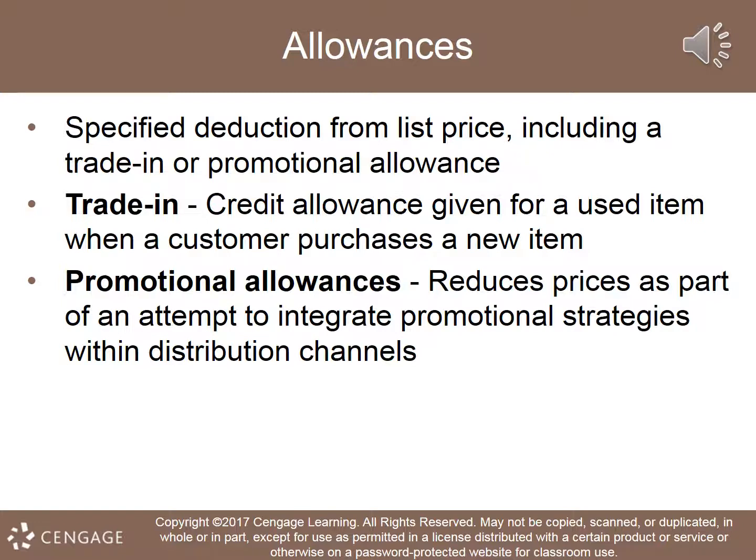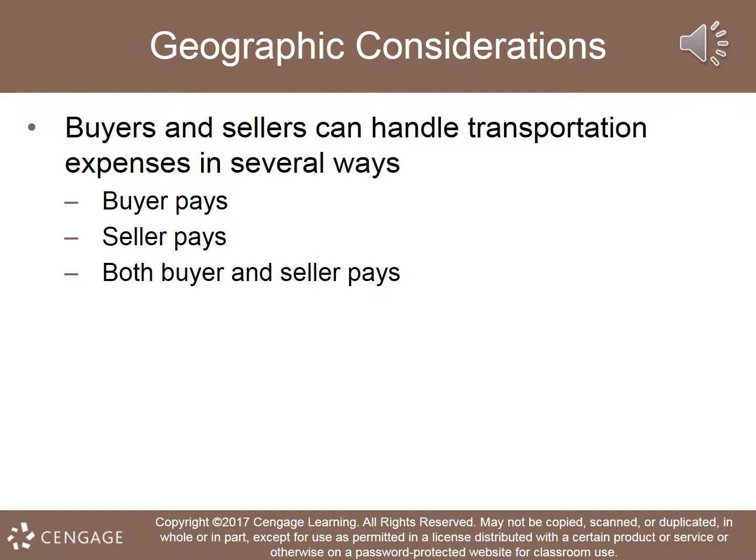Promotional allowances reduce prices as part of attempts to integrate promotional strategies within distribution channels. Manufacturers often return part of the prices that buyers pay in the form of advertising and sales support allowances for channel members. There are three ways that buyers and sellers handle transportation expenses.